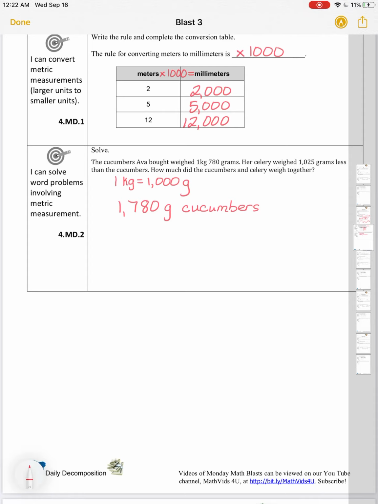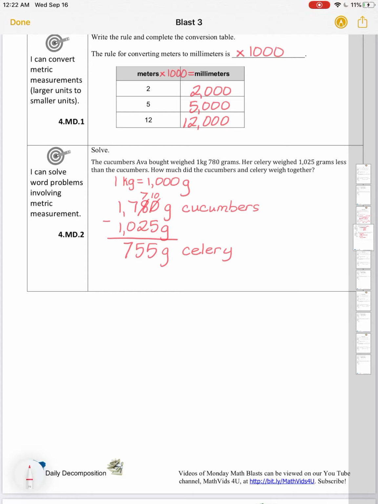Her celery weighed 1,025 grams less. So I'm going to take away 1,025 grams. What I get will be the weight of the celery. So I can't take 5 from 0 here. I don't have enough ones to start with. So I'm going to come over and borrow one of the tens, which allows for 10 ones to fall out. I now have 5 from 10, which is 5. 2 from 7 is 5 in the tens place. 0 from 7 is 7 in the hundreds place. And 1 from 1 is 0, so I don't really have to represent that. The celery weighs 755 grams.